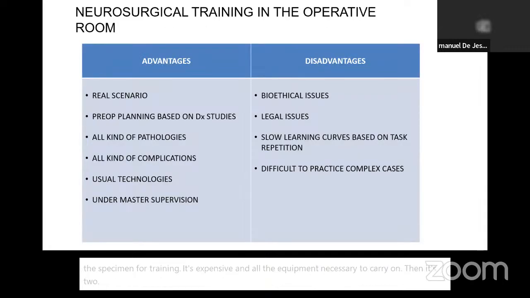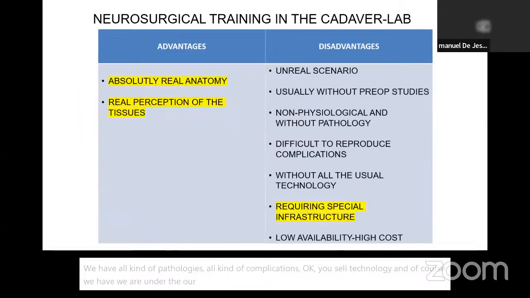So here are the advantages and disadvantages, okay, in the operation room. Of course, as I said before, bioethical issues, legal issues, difficult to practice complex cases because, it's like an oxymoron, we cannot say practicing or training and patient put together. It's like we have a conflict there, okay? But the advantage is we have a real scenario. We have all kinds of pathologies, all kinds of complications, okay? Usual technology, and of course, we are under our master's professor's supervision.